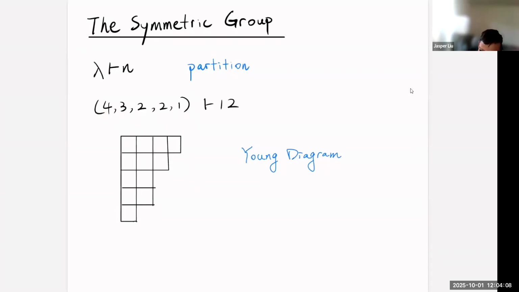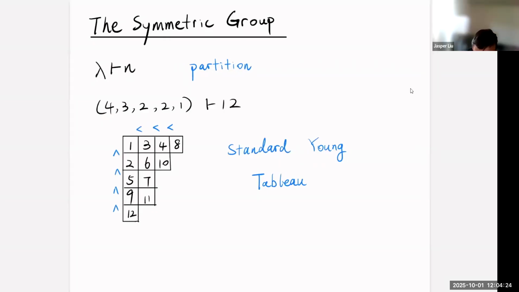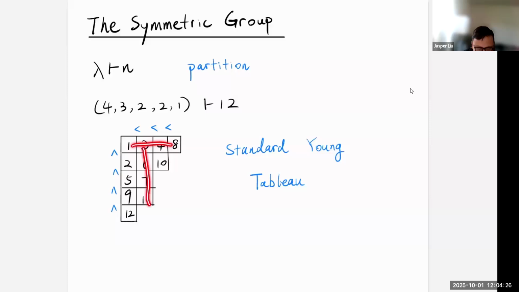As many of you may already know, a standard Young tableau is just a filling of numbers 1 through n into the Young diagram for a partition like this, such that the numbers are increasing across each row and down each column.